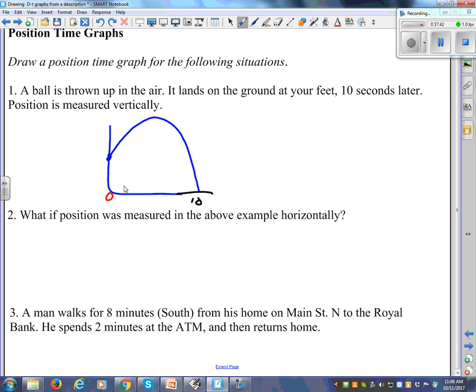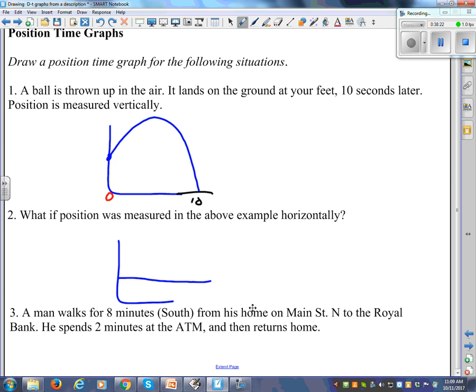Okay, now question 2, I admit, is a trick question. What if the position was measured in the above example horizontally? In other words, instead of measuring the height, I'm only measuring the sideways distance. It doesn't go anywhere, does it? So what does it do? Mallory's got it. It's just at the same spot the whole time. It's flat. Because you're measuring the left, right. And all you're doing is throwing it straight up and coming right back down. Trick question. Okay.